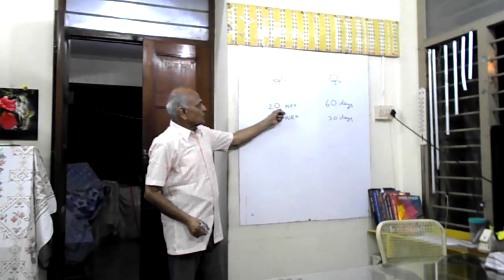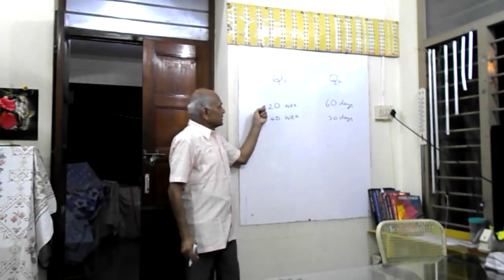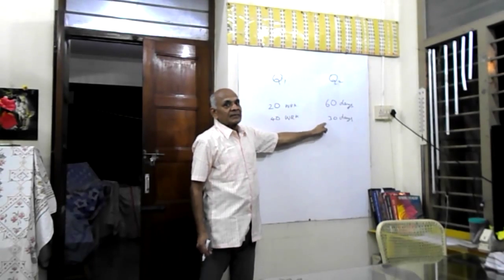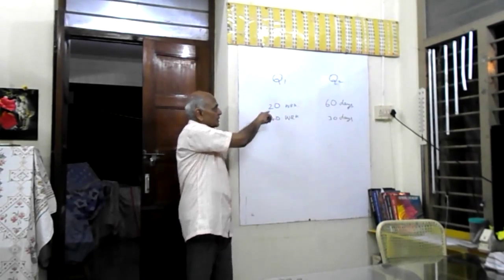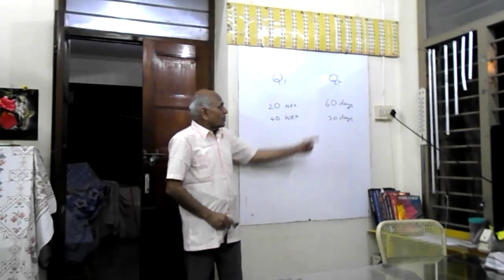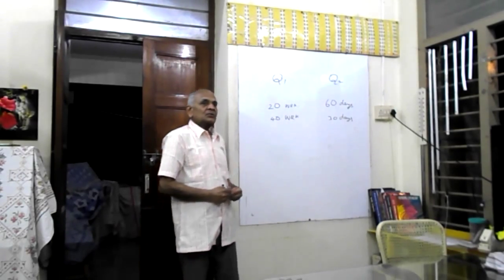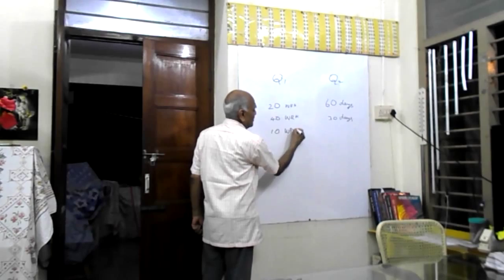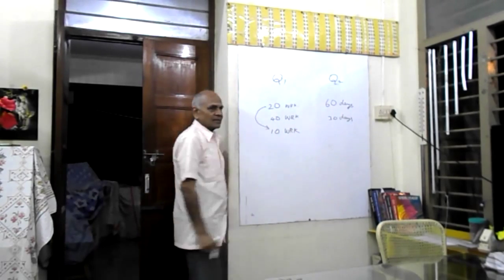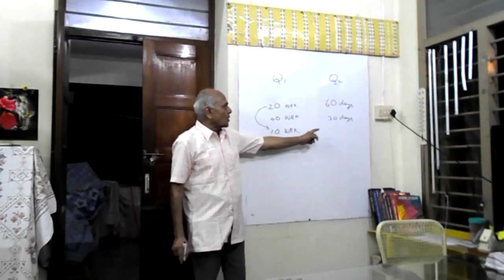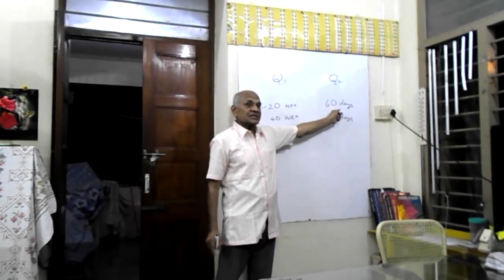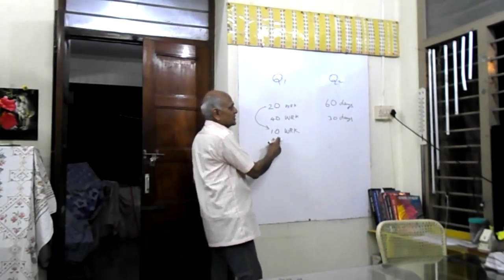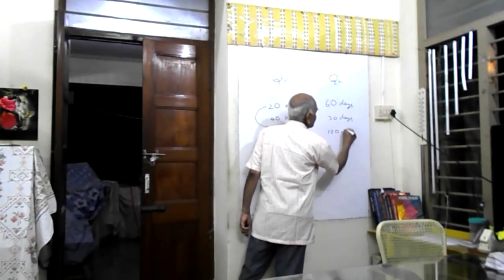See this. 20 workers can finish in 60 days. If you double the number of workers, the number of days will be halved. When the number of workers is doubled, number of days is halved. Now you tell me the answer. Suppose he has got only 10 workers, that is halved. In how many days will he be able to finish that job? 20 workers can finish it in 60 days, then 10 workers will take more time. So 10 workers will be able to finish it in 120 days.